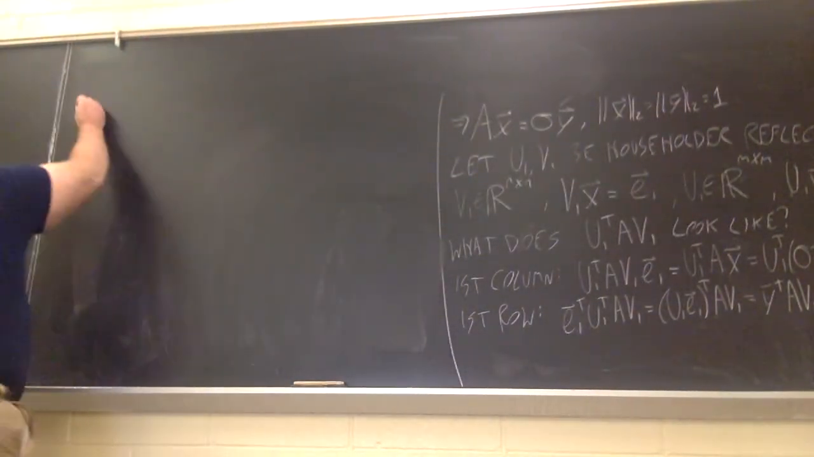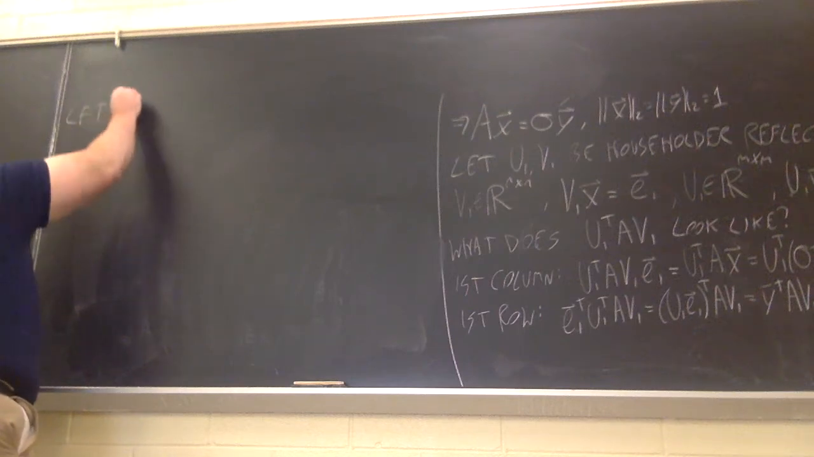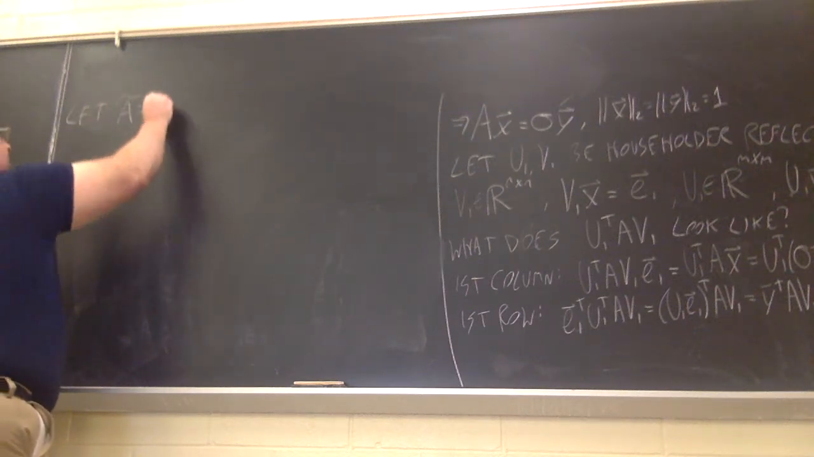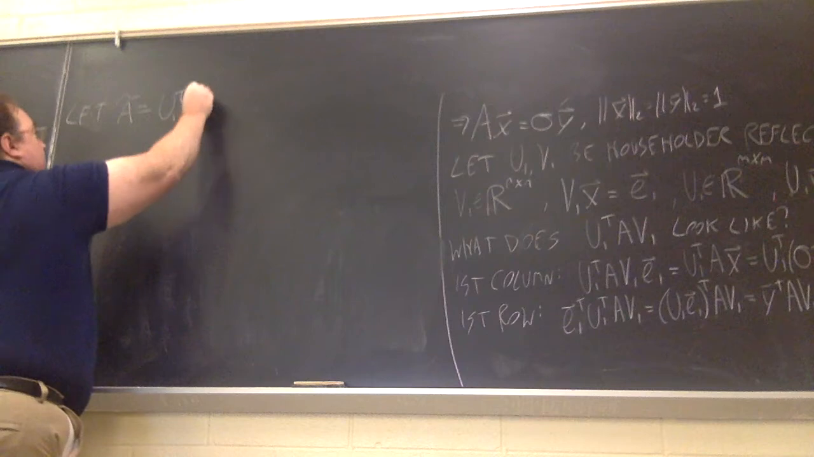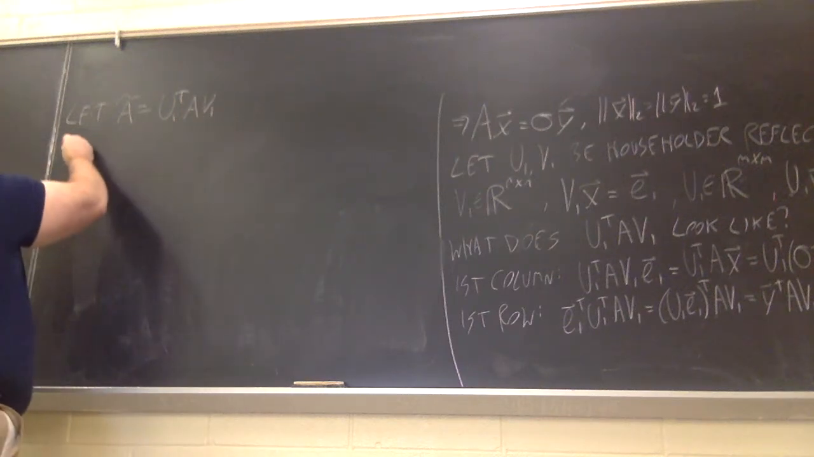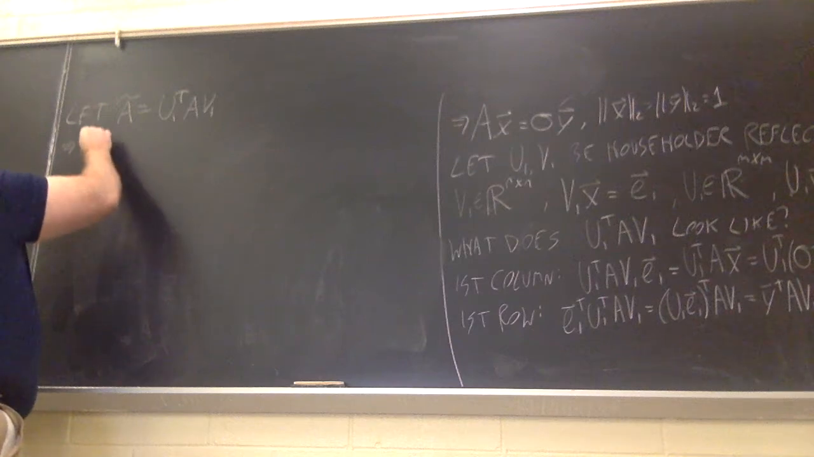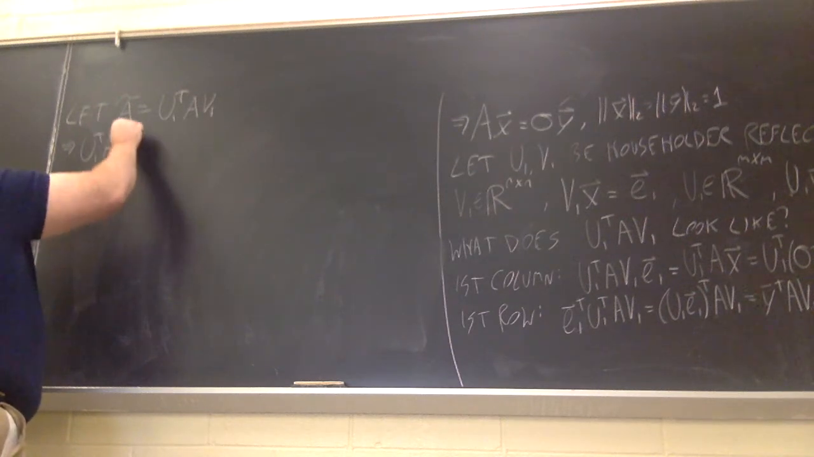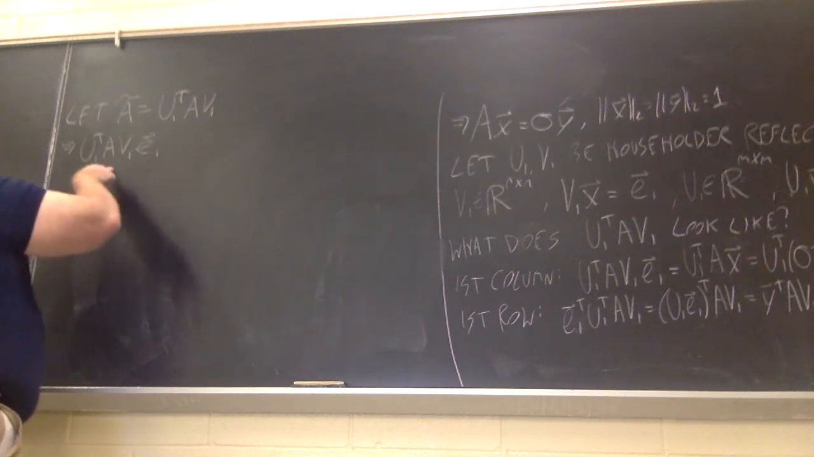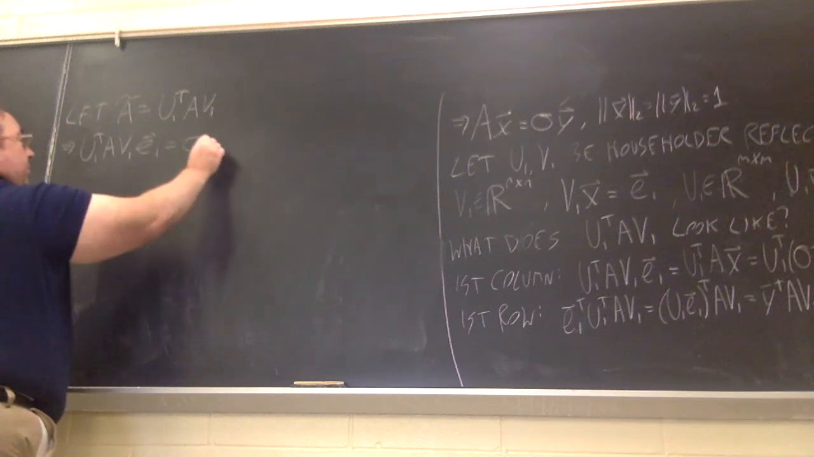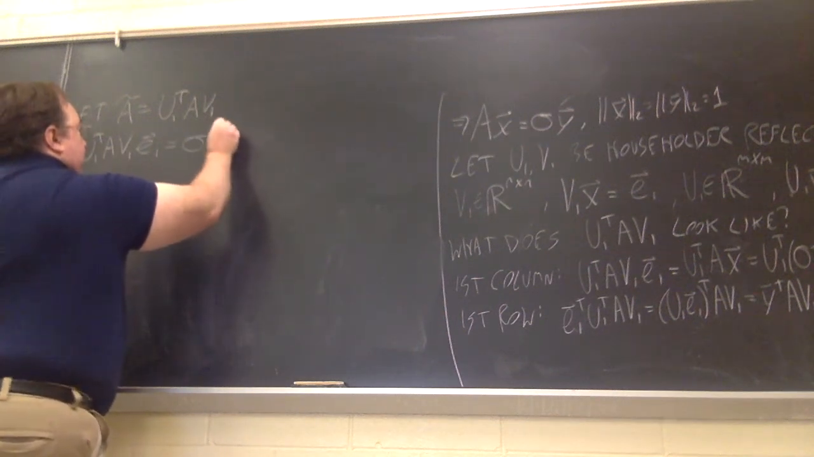Okay, so to recap, I'm going to give this a name: A tilde, which is U1 transpose A V1, so that I will have everything in one place. The first column of this matrix, as shown earlier, is sigma 1 E1.